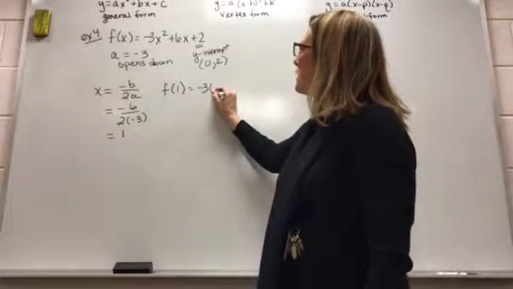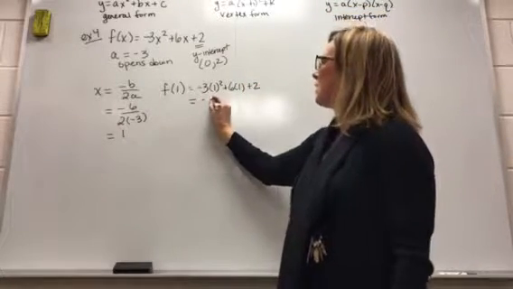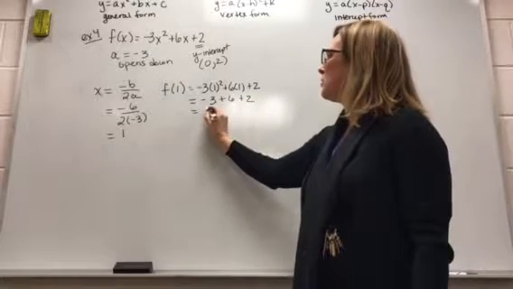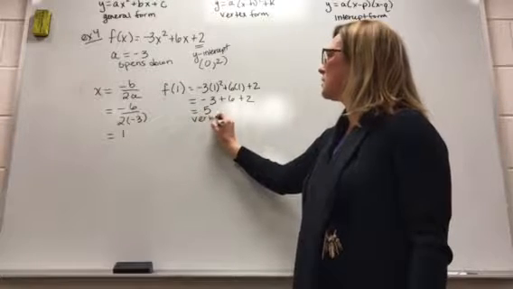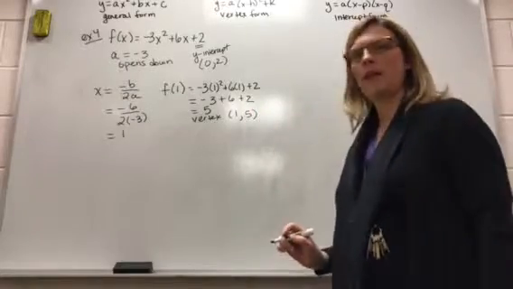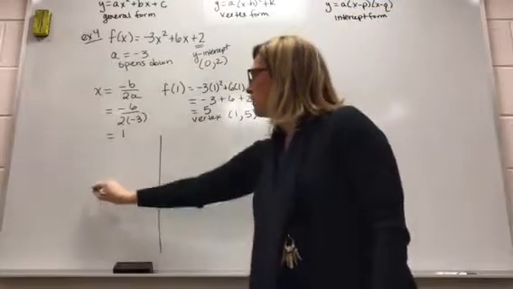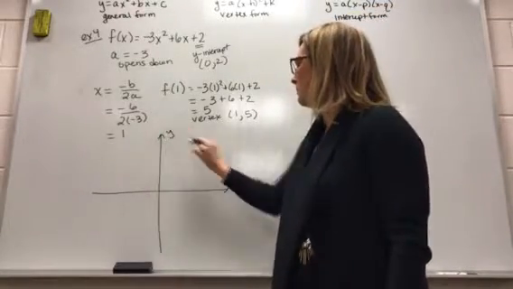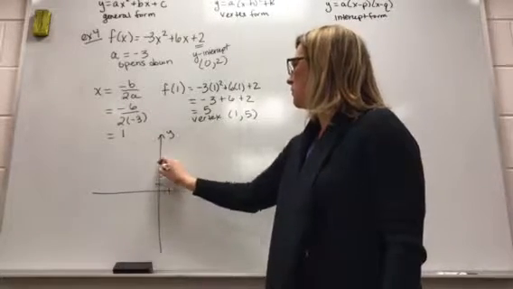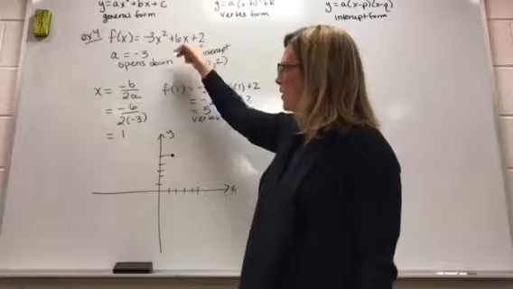So this would be -3 times 1 squared plus 6 times 1 plus 2. So this would be -3 plus 6 plus 2, which is 3 plus 2 is 5. So that means my vertex is located at (1, 5). Okay, and I also know my y-intercept is located at (0, 2). So to graph from general form, I'm going to put the points that I know on here. So my vertex is at (1, 5). And I know that it opens down.